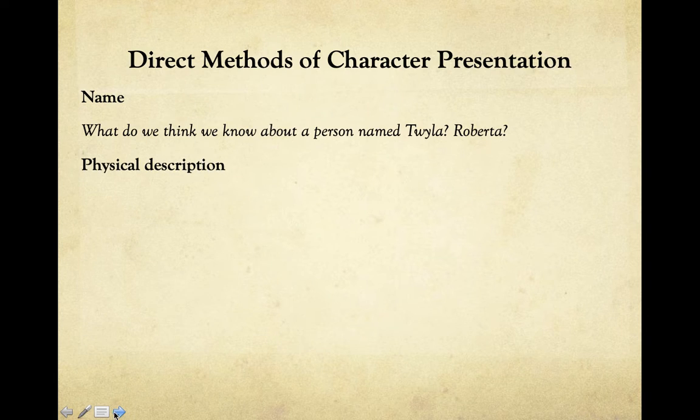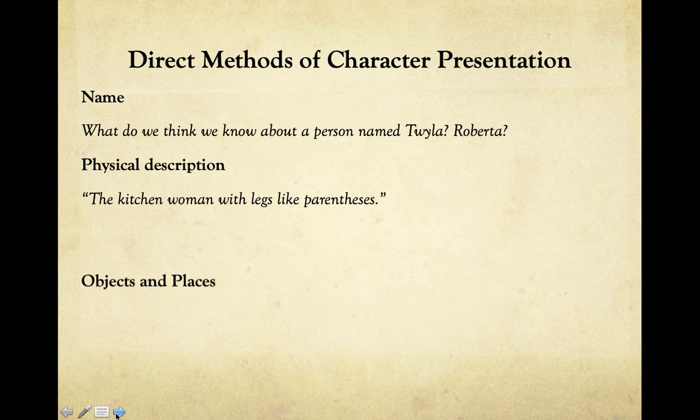Physical description is another way. For example, in "Recitative," when the woman is described, the kitchen woman with legs like parentheses, that not only shows us what the woman looks like, but Morrison uses very distinct language. What are parentheses? How do they act within punctuation? What else could she be meaning when she uses that type of language?